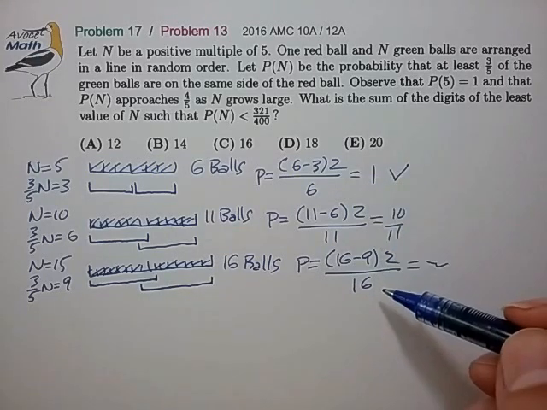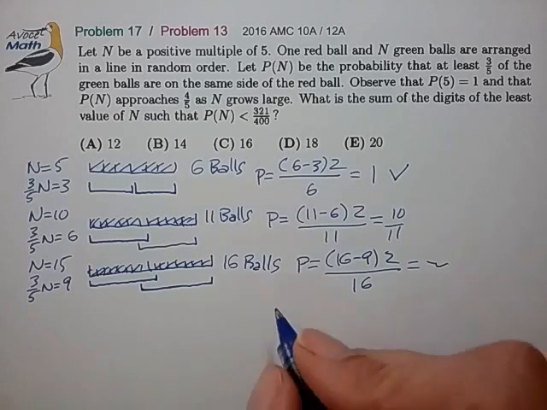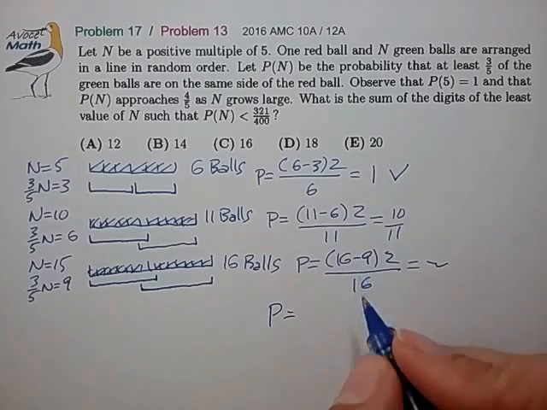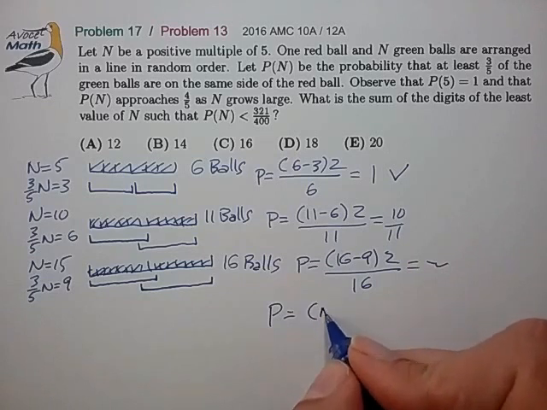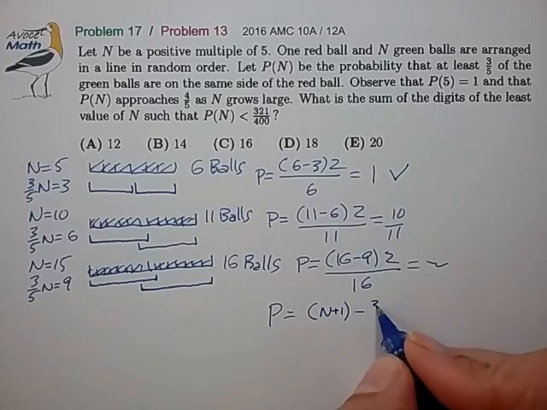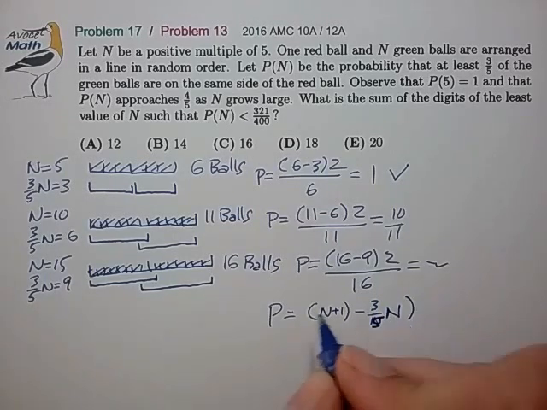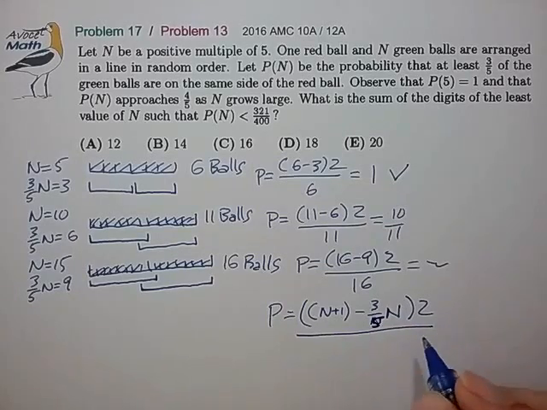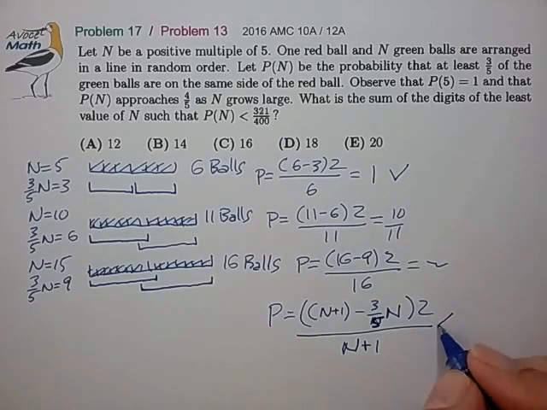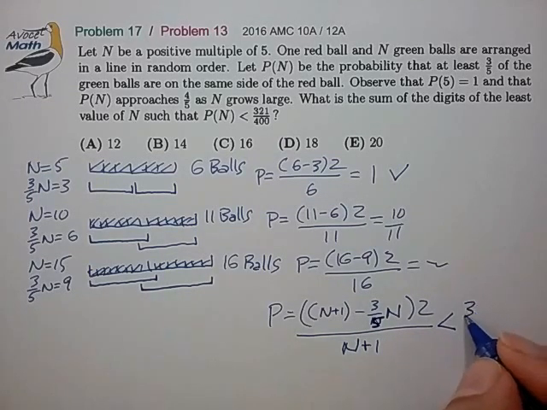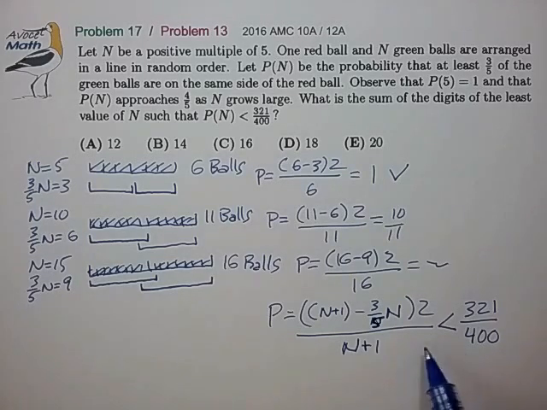We want to observe this pattern and see how we can generate a formula for the probability for n balls. It looks like we take n plus 1, subtract the threshold value, 3/5 of n, multiply that by 2, and divide that by the total number of balls, n plus 1. Now we're going to try to solve for n such that it's just less than 321 over 400. So we're trying to find the least value of n which satisfies this inequality. That looks pretty encouraging now. I think we know how to do this.